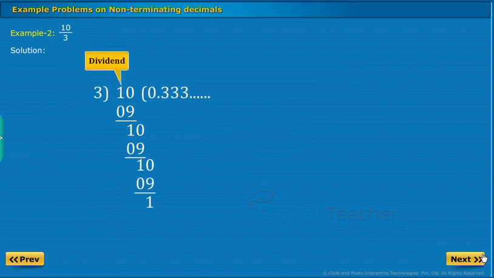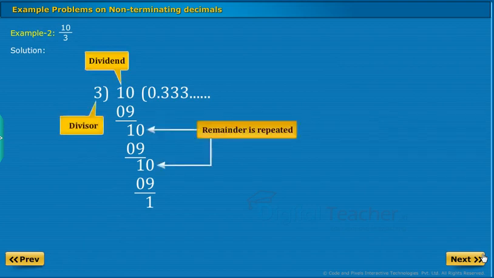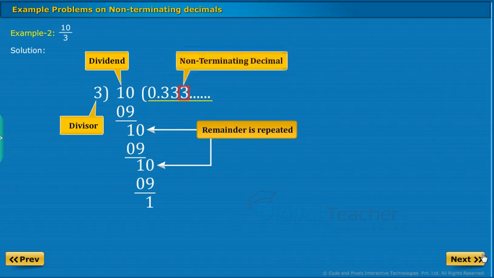Here, when the dividend 10 is divided by divisor 3, the remainder repeats itself. Also, a decimal number in the quotient repeats itself without termination. In this example, as 3 is repeating itself, hence it is a non-terminating decimal. So, from the above two examples, let us state a theorem.